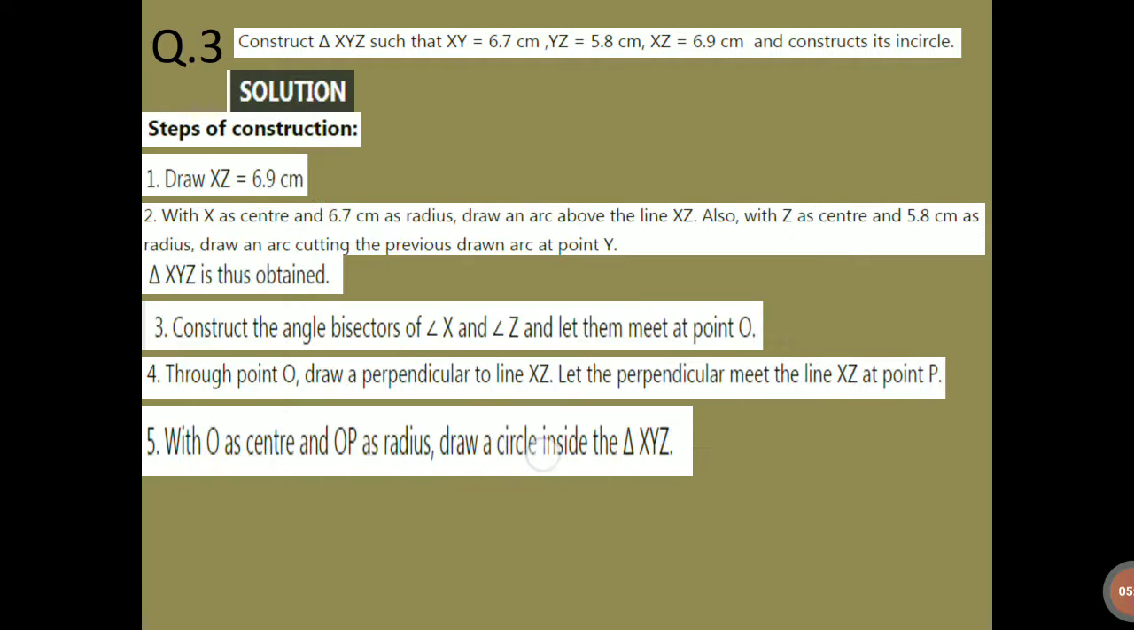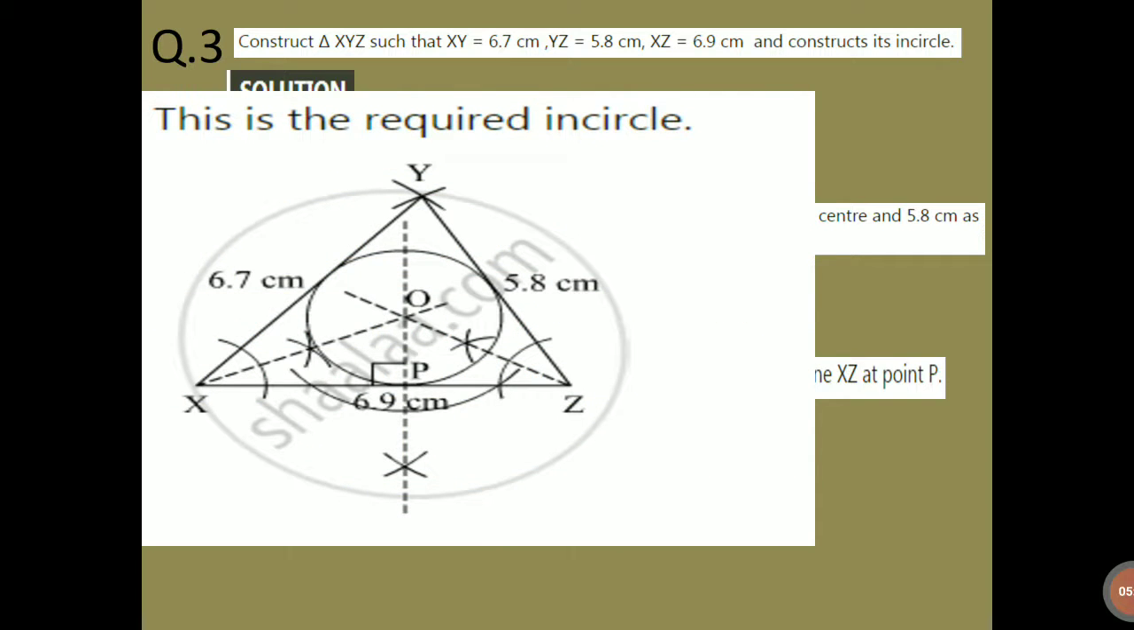First we will draw 6.9 centimeters, then from here an arc of 5.8 centimeters, then an arc of 6.7 centimeters, then the perpendicular angle bisector from here, then we have to join this, then we have to make a circle from here.